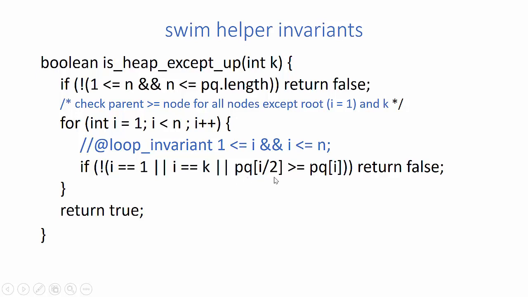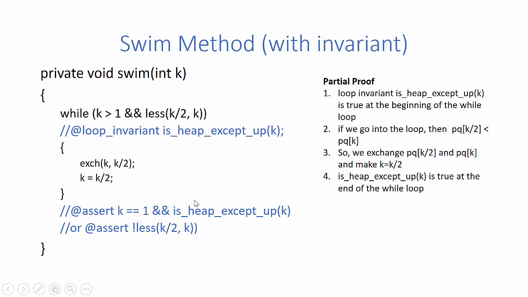We want to make sure that the parent is always greater than or equal to I. Otherwise, it's false. So we are doing it for all the n here except for k and 1. When you write the swim method, this is our swim method, k: while k is greater than 1 and k over 2 is less than k. And the loop invariant is, we say this is a heap when you enter, except up, right?